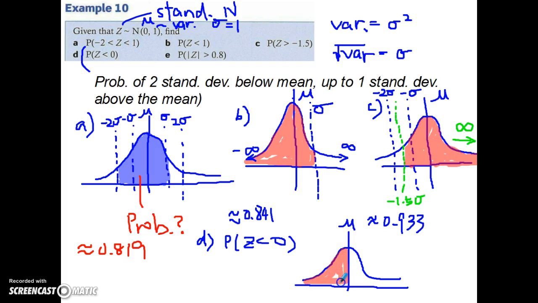And we know that the mean is going to cut this bell in half. So the answer to this question without using a calculator is going to be 0.5 straight away. If you're not sure why this is so, you might want to review the previous videos.